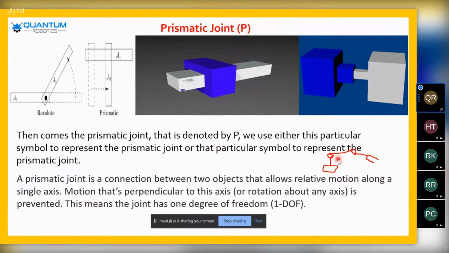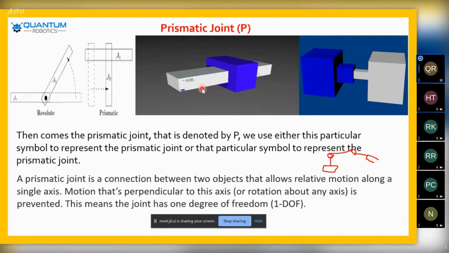If you go to the prismatic joint, the prismatic joint means linear motion, and it gives one single degree of freedom, one degree of freedom. It makes the object move along a particular line. That is the prismatic joint. And here we can see how the revolute joint works. The revolute joint is about the axis of a particular rotation.